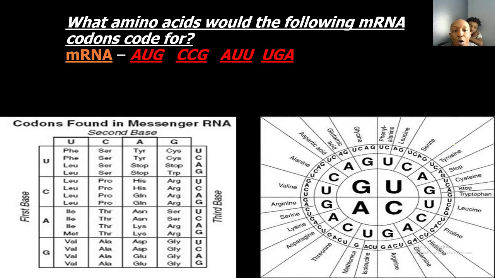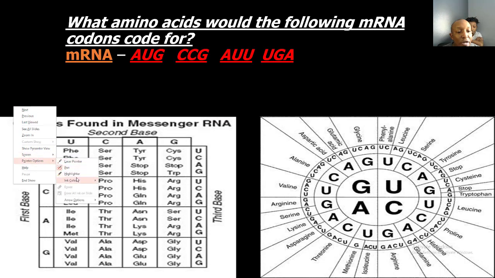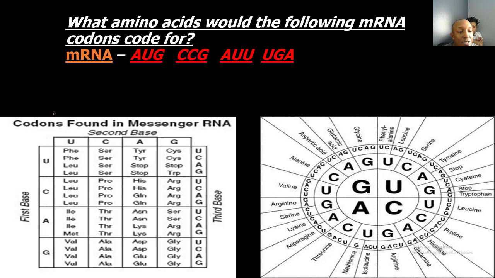So let's take a look. What amino acids would the following mRNA codons code for? So we used the codon wheel earlier, but now let's go ahead and use the codon wheel and codon chart to show you how easy it is to find the code for the correct amino acids. And I'll go ahead and change the pen color to red so you can see it. So this right here is our codon chart over here, and this is our codon wheel. You can use both to find the right amino acids. It just depends on your personal preference. Some people like the codon chart and some people like the codon wheel.